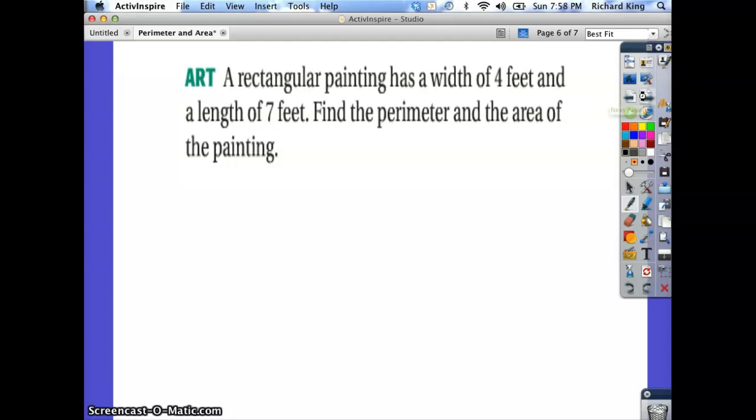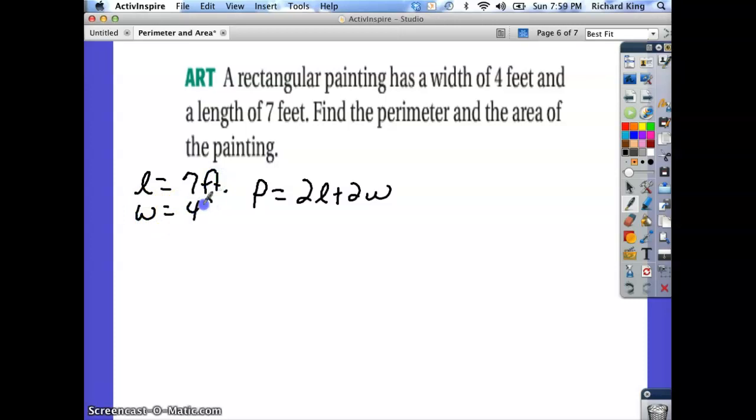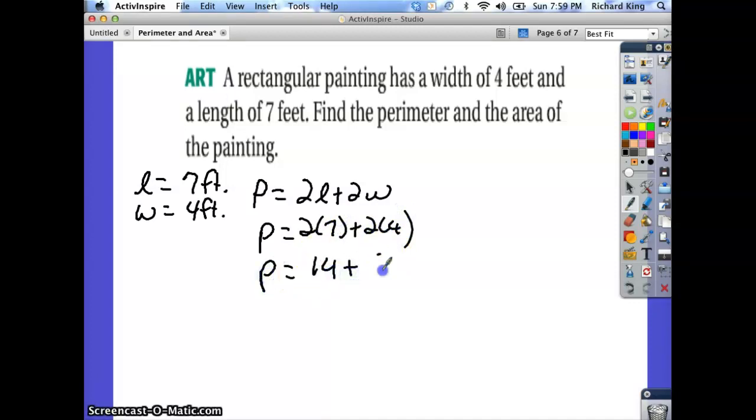So again, we have a rectangle. So the perimeter, the formula is P equals 2 times the length plus 2 times the width. We know that our length is 7 feet and our width is 4 feet. So substituting in, we have 2 times 7 plus 2 times 4. So 2 times 7 is 14, 2 times 4 is 8. So the perimeter is 14 plus 8, which is 22 feet.